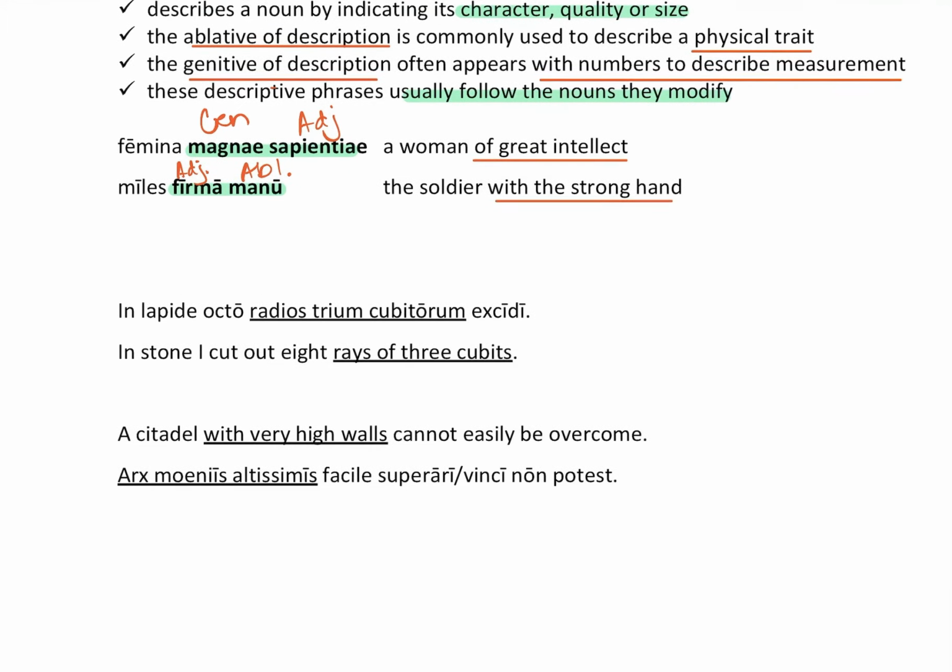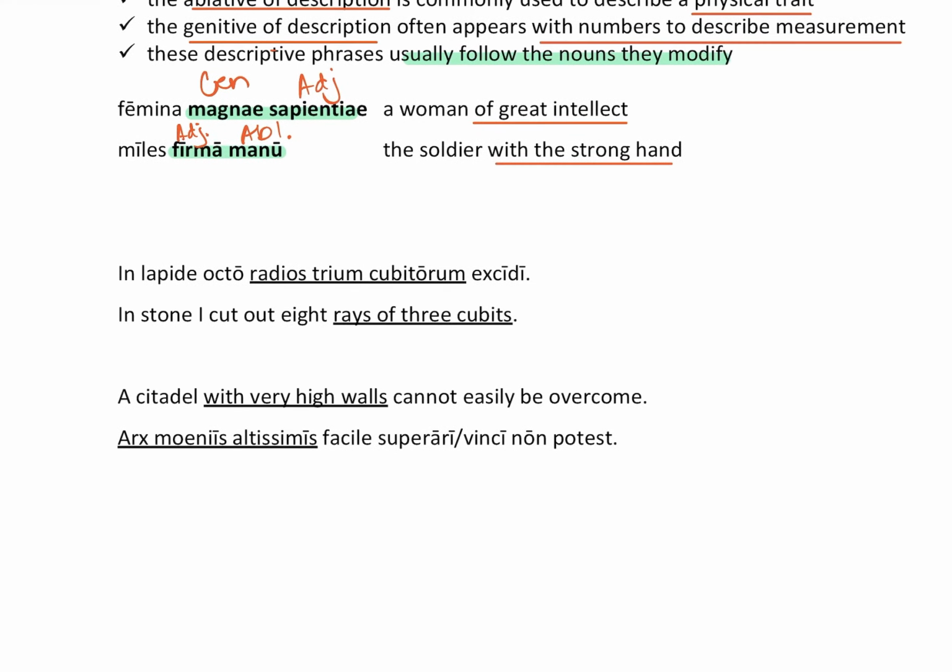Okay, let's look at a couple of sentences. In lapidi octo radios trium cubitorum excidi. All right, so we can already see that it's in the genitive, right? And in stone, I cut out 8 rays of 3 cubits. So genitive of description because it has to do with numbers, right?